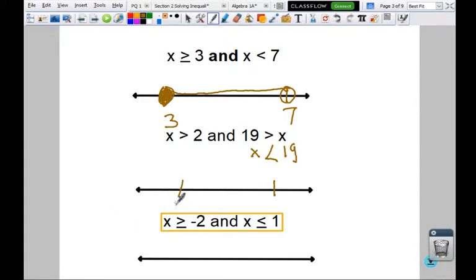So my left one's going to be here at 2. My right one is going to be at 19. I'm just going to do the 2 and 19. I'm not going to do all the other dots because there's a lot of them. I got 2. I got 19. Connect my dots. That's it. That's all.